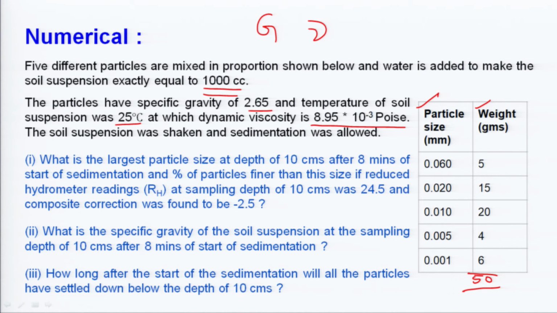Second is what is the specific gravity of the soil suspension at a sampling depth of 10 centimeters after 8 minutes of start of sedimentation. So, the third question here, how long after the start of the sedimentation will all the particles have settled down below the depth of 10 centimeter. So, we will be discussing here at a depth of 10 centimeters.